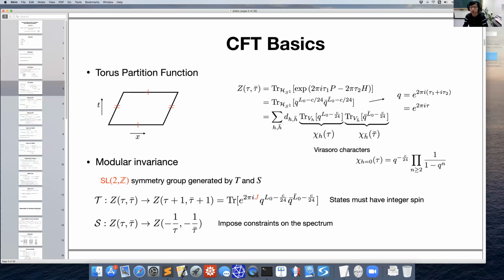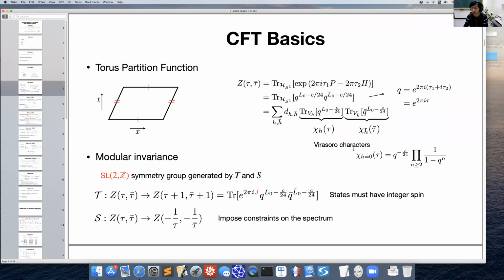And then I can make a conformal transformation. I go to this coordinate Q, and then I have this expression. And according to what I told you before, I can decompose this Hilbert space in terms of highest weight representations. I naturally have this expression where V_h and V_h bar are Virasoro characters. Here I give you an example of Virasoro characters, which is the vacuum. So you just do a q-series expansion and you get the whole character.